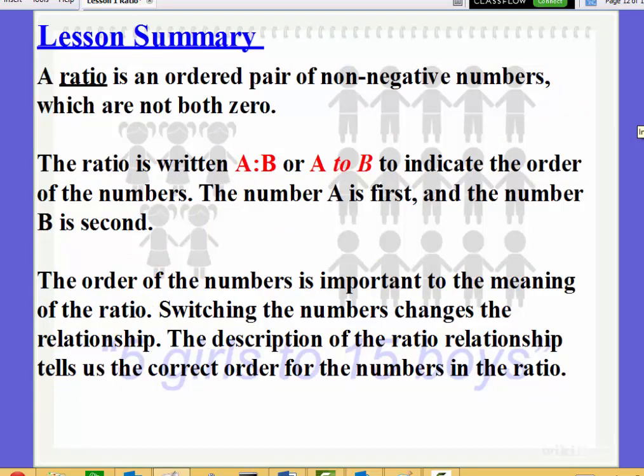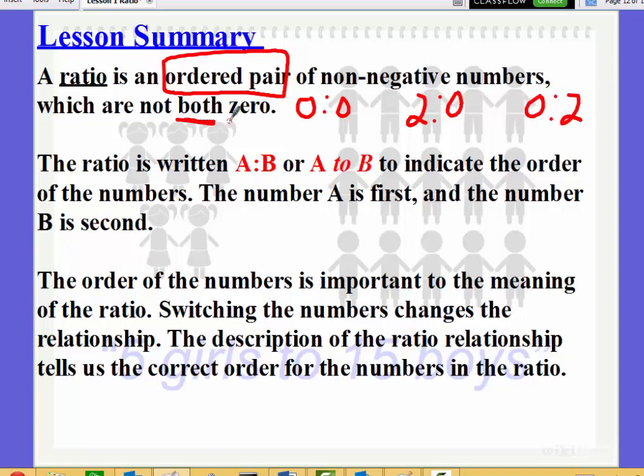Okay, so our lesson summary. A ratio is an ordered pair of non-negative numbers which are not both zeros. So we can't have a ratio of 0 to 0, but we can have a ratio of 2 to 0 or 0 to 2. They just can't both be 0. If you don't remember what ordered pair and non-negative are, go back to our beginning slide.